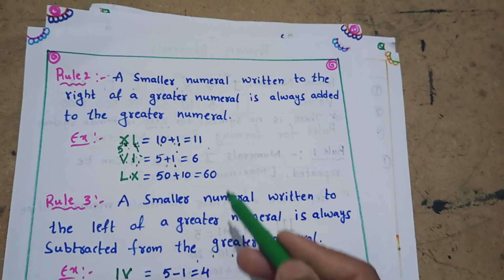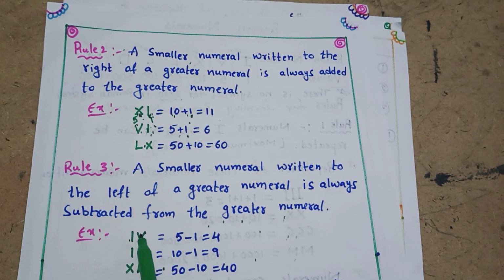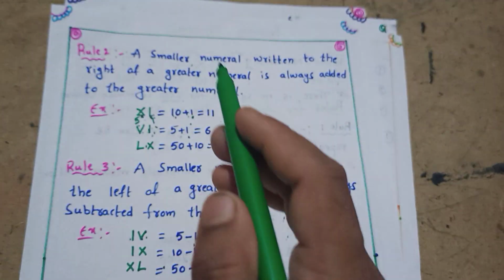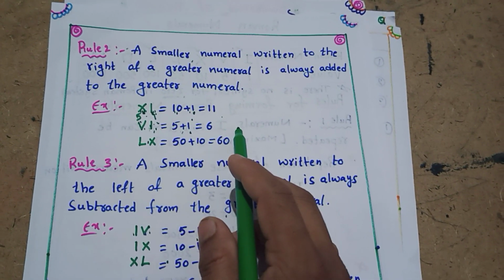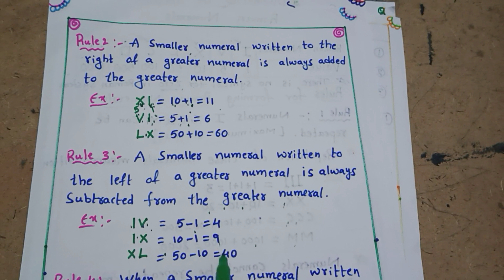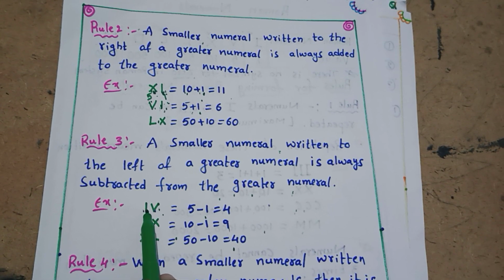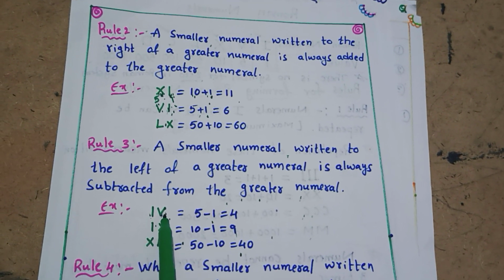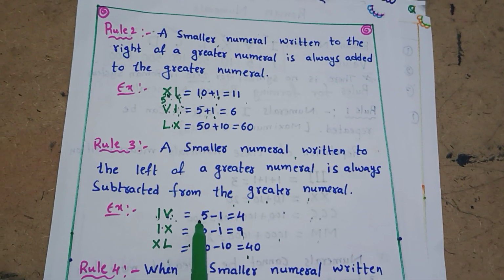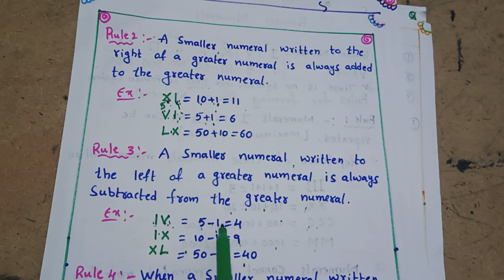If you know rule 2, we can write rule 3 also. Opposite only. If you write a smaller value to the left side of a greater value, it should be subtracted. Remember children, a smaller value to the right side of a greater value is added, and a smaller value to the left side of the greater value is subtracted. Rule 3: smaller numeral written to the left side. See, I in IV: I is smaller, V is greater. The smaller value is written to the left side of the greater value, so it should be subtracted. V is greater. 5 minus 1 is 4.